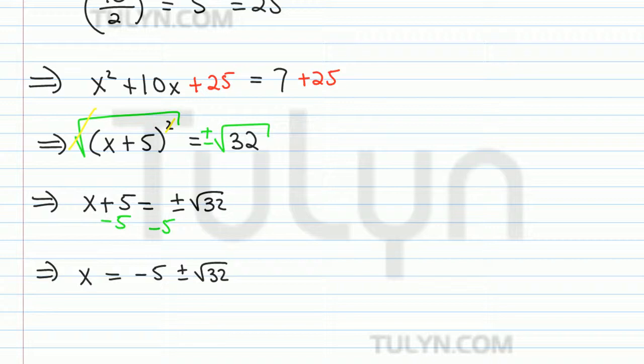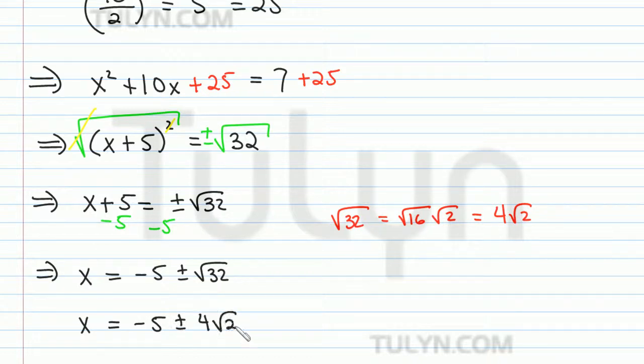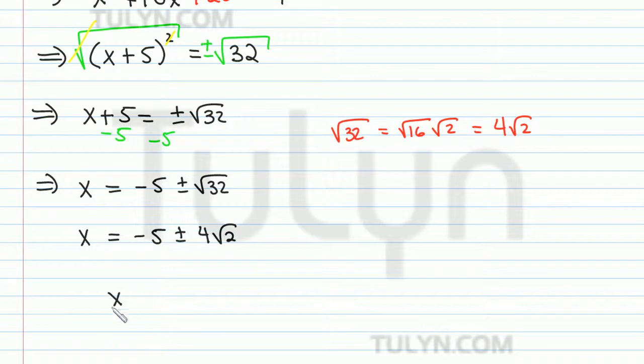But in general, for our final solutions, we want to put everything in simplified form, including that radical. And notice that 32 is the same thing as 16 times 2, right? So the square root of 32 simplifies into 4 times the square root of 2. So we can rewrite this as x is equal to minus 5 plus or minus 4 times the square root of 2. So x is equal to minus 5 plus 4 times the square root of 2, and x is equal to minus 5 minus 4 times the square root of 2.